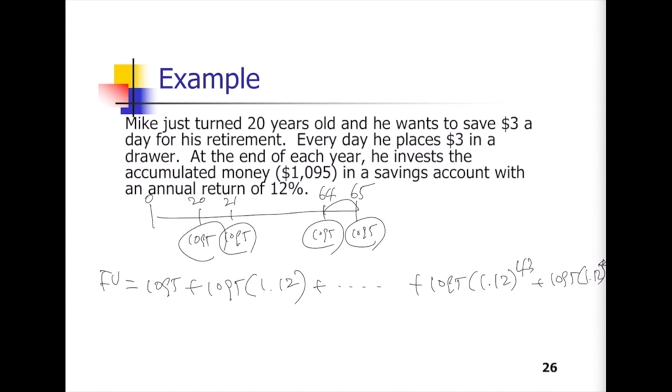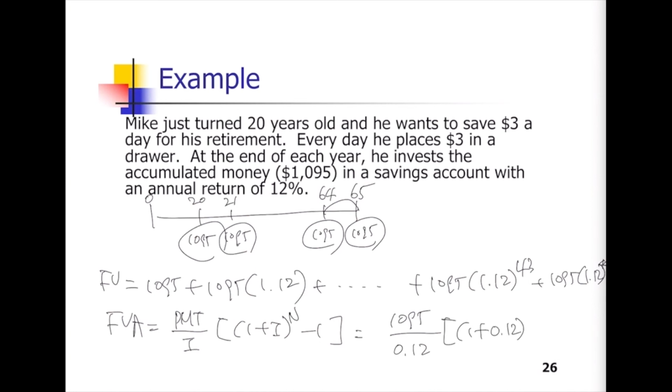Using the annuity formula. So the FV of an annuity can be calculated by PMT over I, times (1 plus I) to the power of N, minus 1. So input the numbers. Yeah, this is 45 because there are 45 terms.